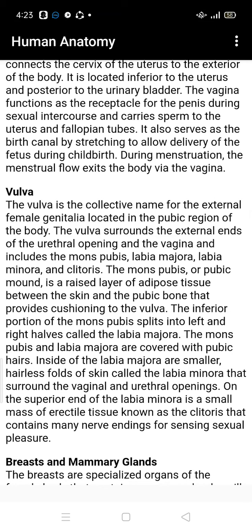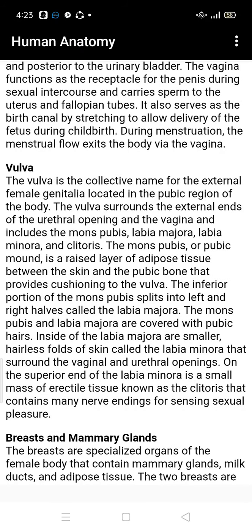The vulva is the collective name for the external female genitalia located in the pubic region of the body. The vulva surrounds the external end of the urethral opening and the vagina, and includes the mons pubis, labia majora, labia minora, and clitoris. The mons pubis, or pubic mound, is the raised layer of adipose tissue between the skin and the pubic bone that provides cushioning to the vulva.